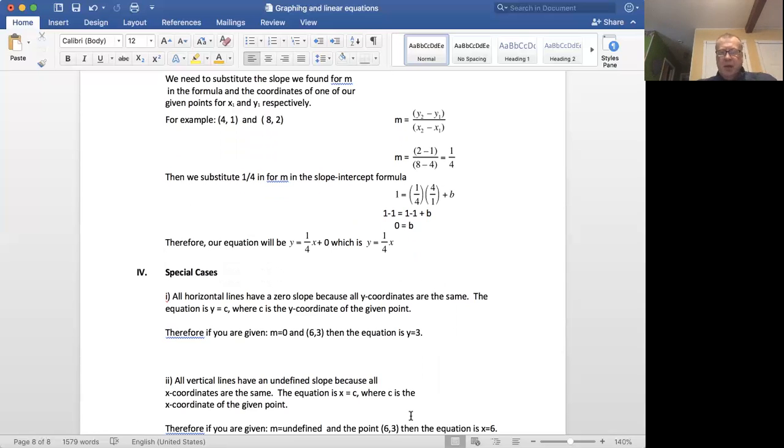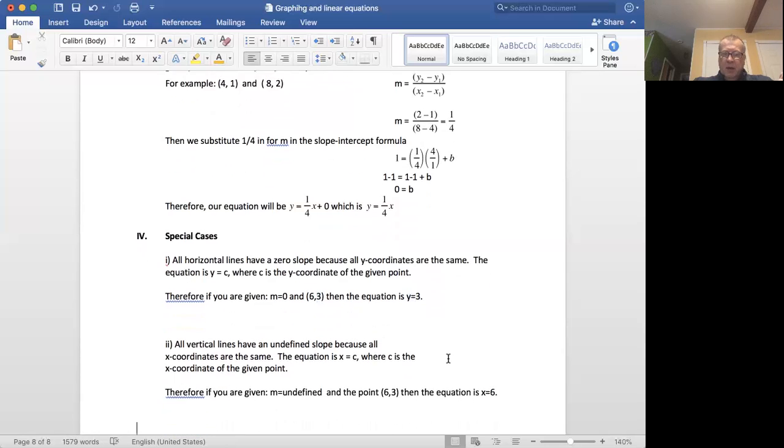A few special cases. Our first special case is when the slope is 0. That means the y values don't change. It's a horizontal line. How do we get the equation for that? This is just something you have to memorize. Whatever the y value is, that's our equation. So y equals 3, since this point here has a y value of 3. So that's our answer.